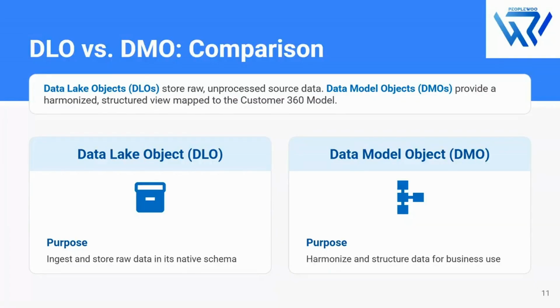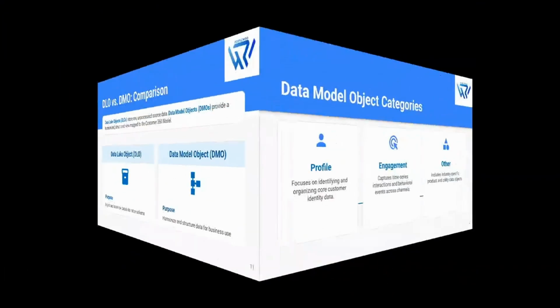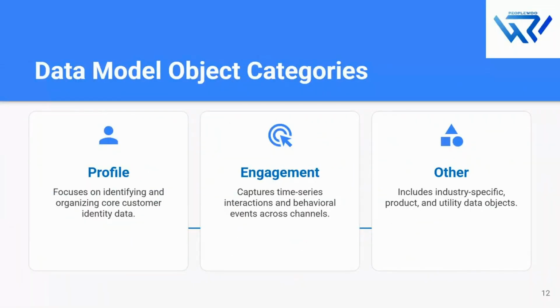So to harmonize the data coming within the data lake objects into customer 360 architecture, we will have to map data with data model objects. Now data model objects are of three categories. We have profile data model object, engagement data model object, and other data model object.